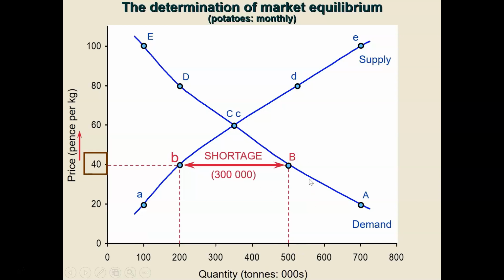There were 500 customers, but only 200 of them managed to purchase potatoes, and the rest had to leave the store with nothing. Some of these customers will be prepared to pay higher prices in order to get their potatoes. And in other words, price will start increasing. And as price goes up from 40p up, the number of suppliers who are willing to sell potatoes will increase as well. And eventually, quantity demanded will meet quantity supplied when price is equal to 60p.